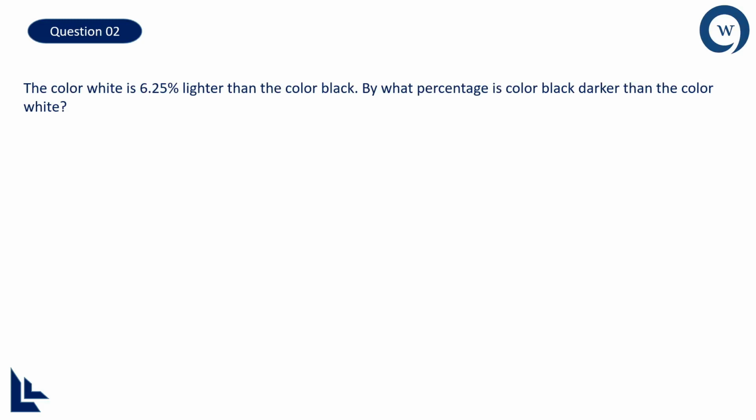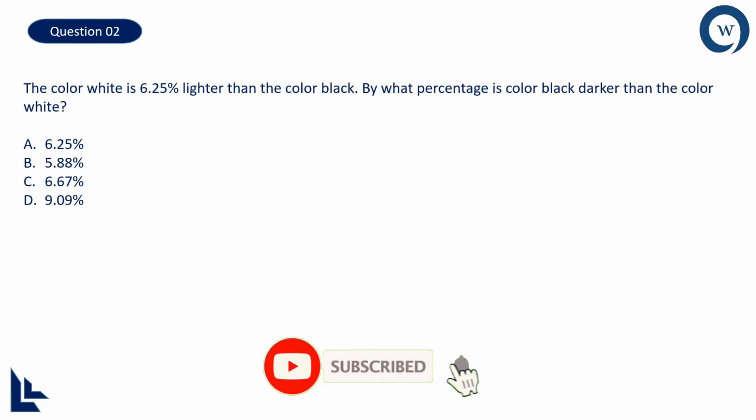Very similar kind of a problem, but a slightly different terminology. The color white is 6.25% lighter than the color black. By what percentage is color black darker than the color white? Now, instead of percentage increase in the first part, they have asked the percentage lesser value, and they are asking you to find out the percentage more value. So that is the idea. So now, how will you solve this particular problem? Simple. Something like this. I'll give you a shortcut.